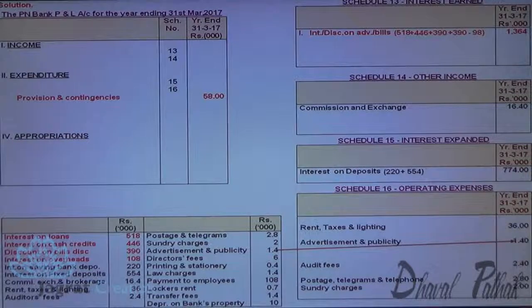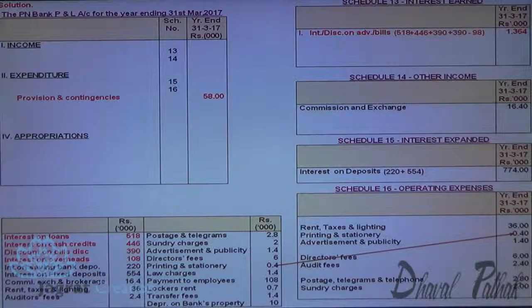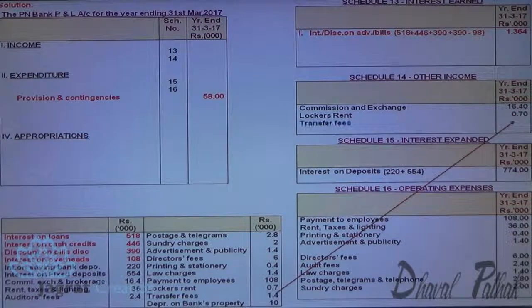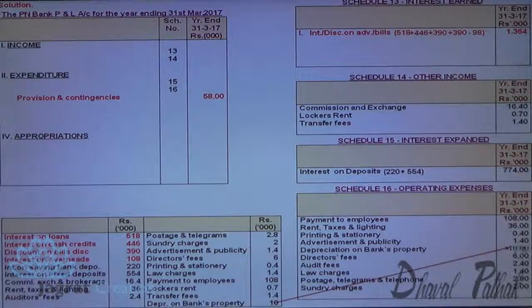Advertisement and publicity. Before director fees, it is recorded, and director fees will appear above audit fees. Printing and stationery, third title. Law charges are reported after audit fees, notice it. Payment to employees, first title of operating expenses, Schedule 16. Lockers and other income. Transfer fee, other income. Depreciation on bank's property, that is above director fees. Director fees and depreciation come just side by side, notice it. Now this is how all this information is recorded.